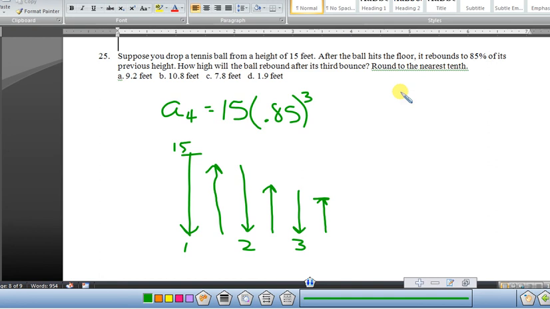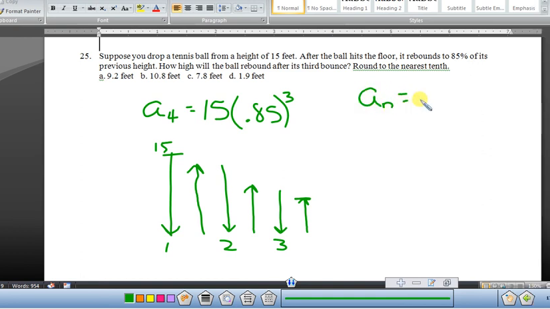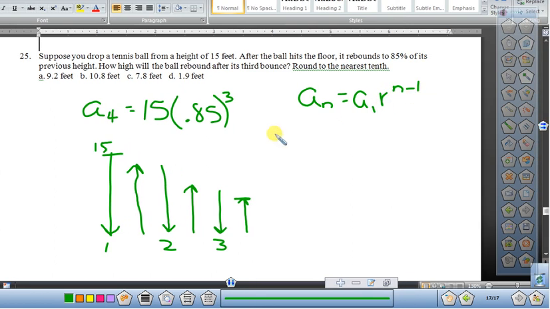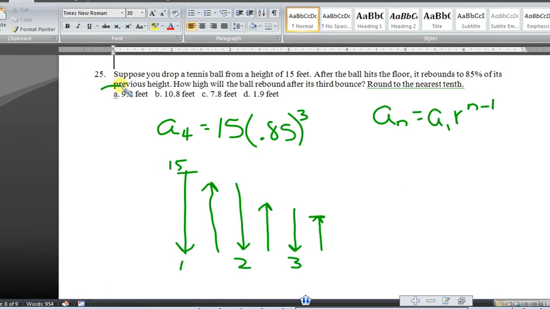Again, this is the formula that you have to know for the test. The nth formula for a geometric is the first term times R to the n-1. So that's what all these values are. When you plug those in, you should get letter A as your answer.